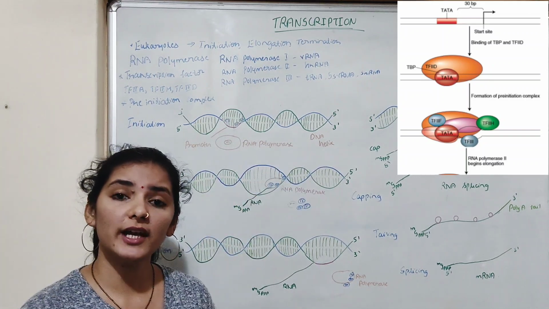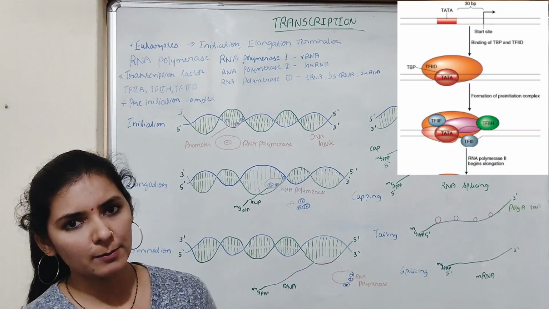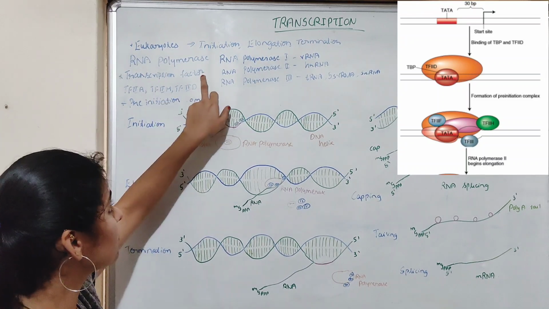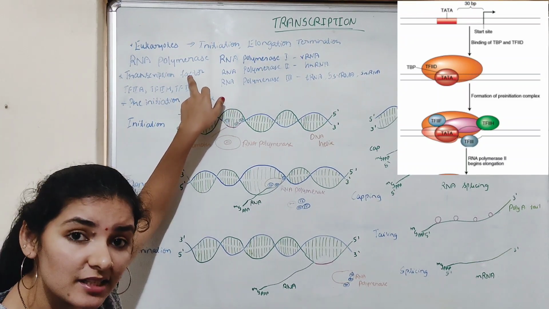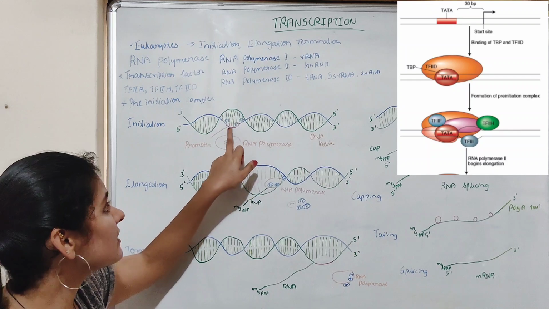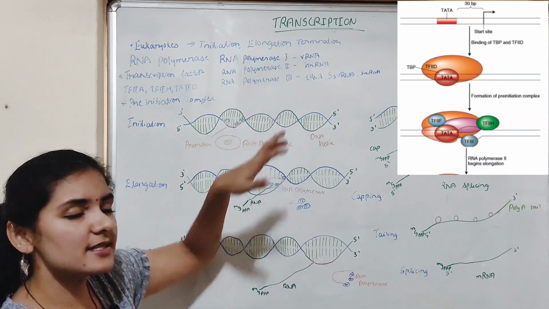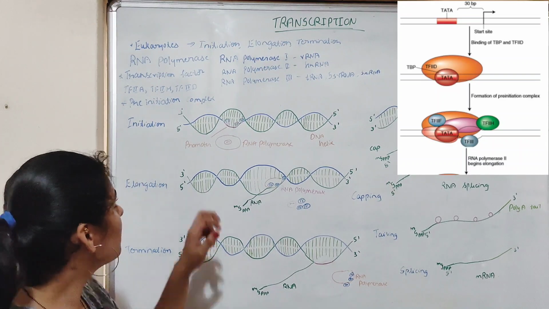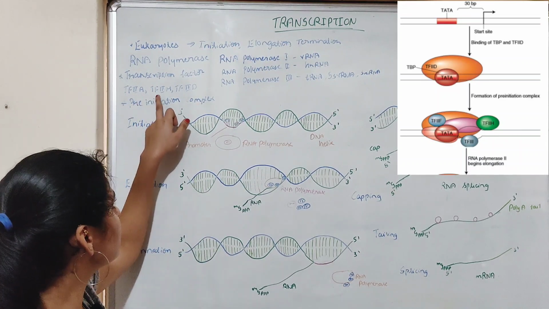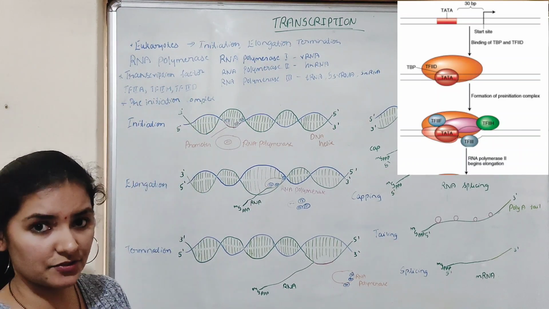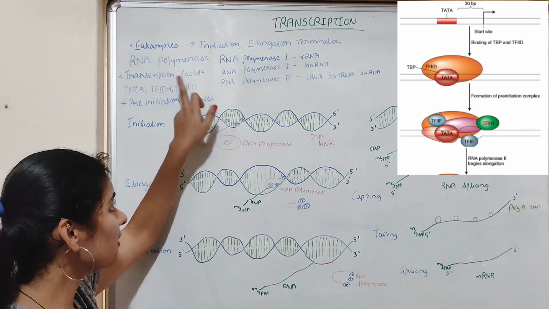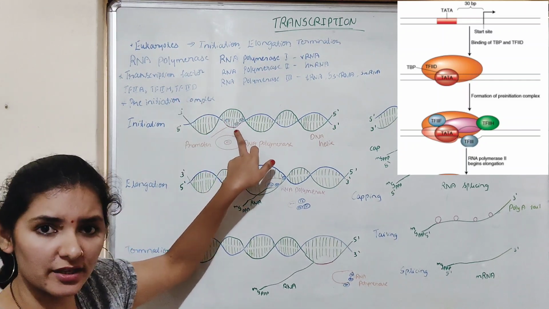In the case of eukaryotes, there are several special types of proteins known as transcription factors. It is these transcription factors which recognize the promoter region of the transcription unit. Each RNA polymerase has its own transcription factors. For example, TFIIA, TFIIH, TFIID, etc. And it is these transcription factors which recognize the promoter region.